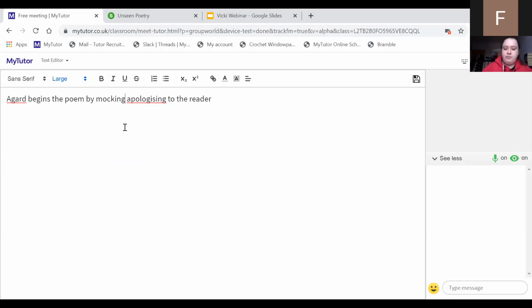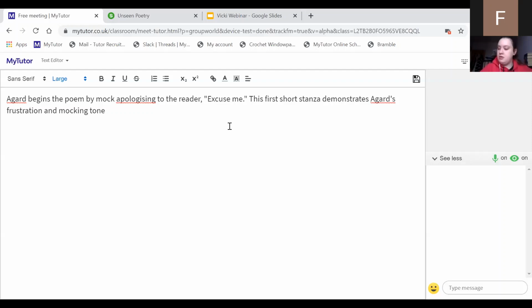by mock apologising to the reader. "Excuse me." This first short stanza, so I'm just getting a little bit of terminology in here, demonstrates Agard's frustration. So I'm getting in his own attitudes here and mocking tone technique as he challenges the reader to hear uncomfortable truths. So then that's more talking about how the reader might react.